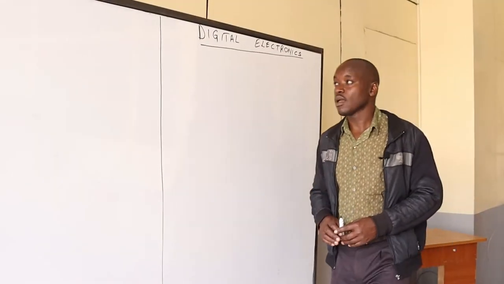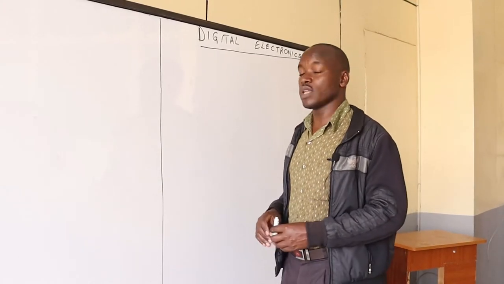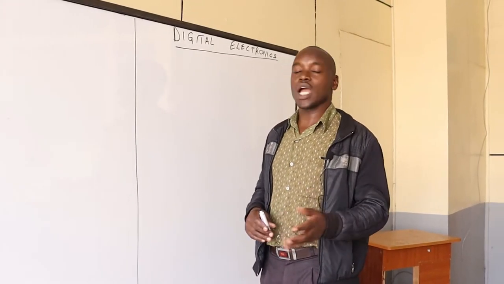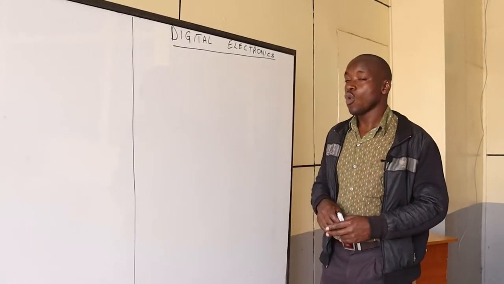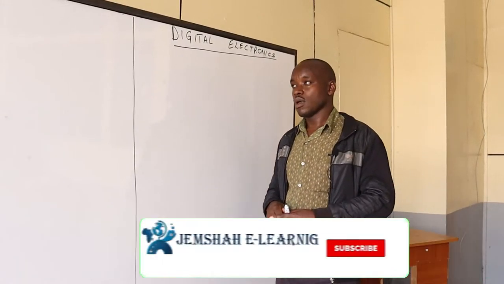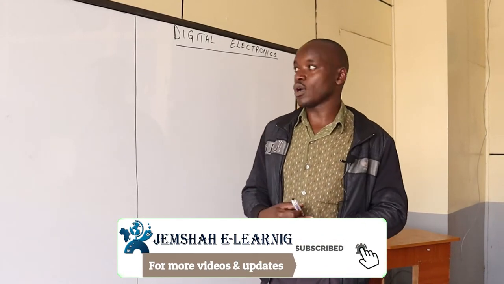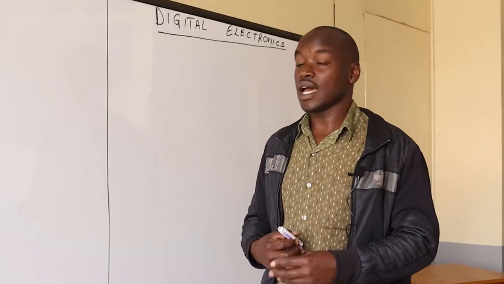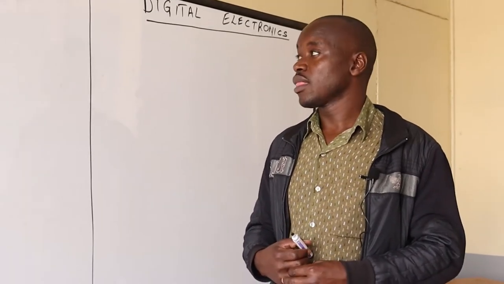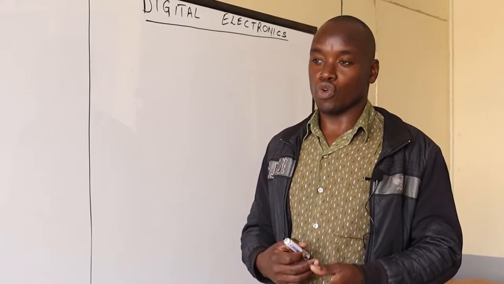Good afternoon. We want to do digital electronics today. I want to do a recap of what we did last round when we were talking about digital electronics. We started with logic gates. We defined different types of gates. We talked about the NOR gate, the NOT gate as an inverter, the NAND gate, the AND gate, and the OR gate.